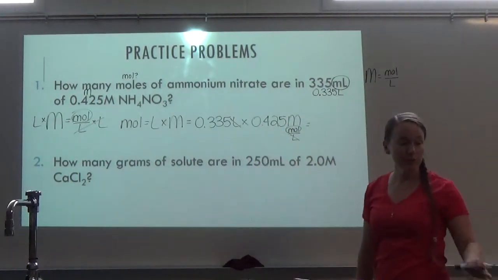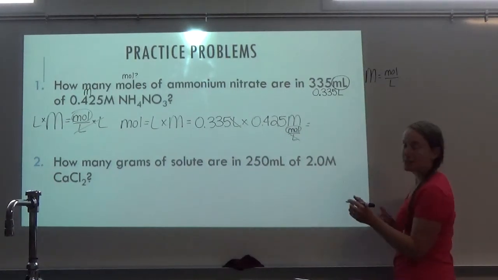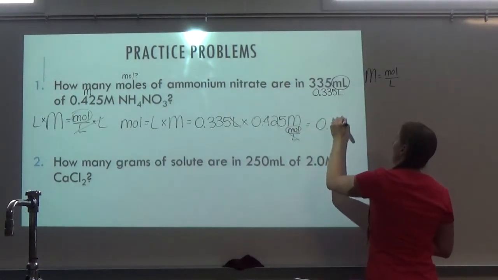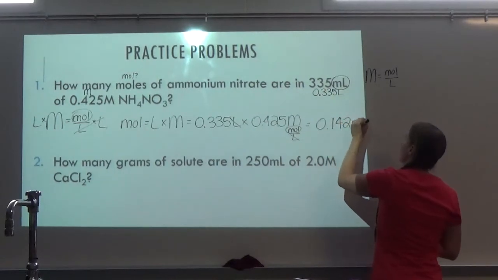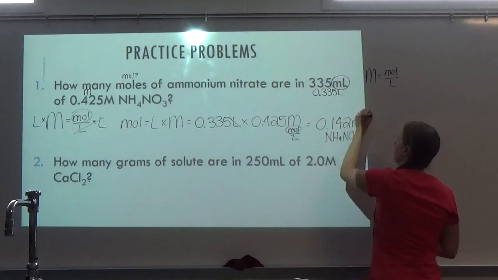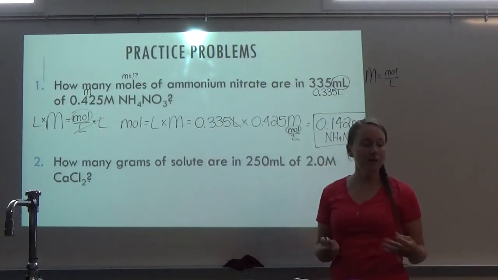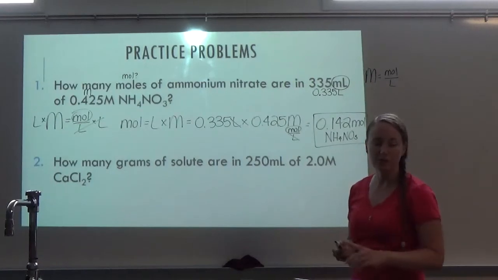And so then I just multiply the two numbers. And so once you multiply those two numbers, you get 0.142 moles of ammonium nitrate. And that's all you do for these, okay? Sometimes you just may need to rearrange the formula.